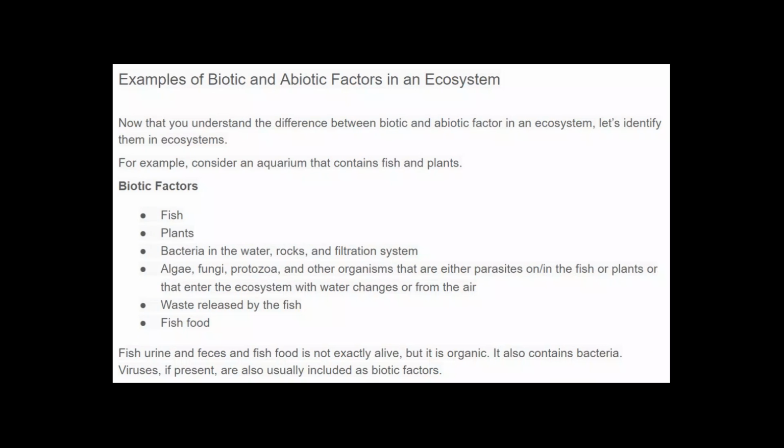So now that we've seen the difference between biotic and abiotic factors, let's identify them. For example, consider an aquarium that contains fish and plants. Biotic factors would be things like fish, plants, bacteria, algae, waste released by the fish, and fish food.